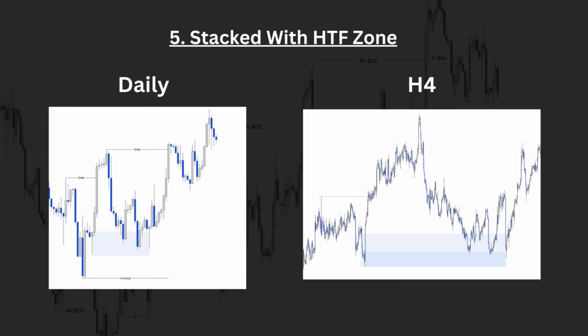Number 5. Is the current time frame zone stacked with a higher time frame zone? The more zones that you can stack across multiple time frames, the more orders will be resting in that zone, increasing the probability of the move from that zone. Number 6 is, do you have the higher time frame alignment? Because the more time frames that you have aligned, the higher the probability of that trade.